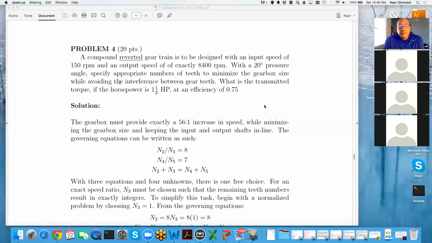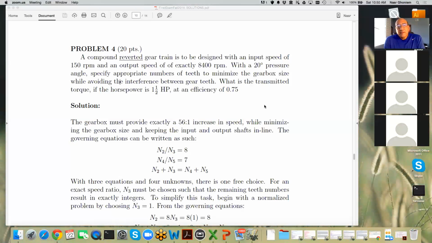So the input is 150 RPM, output is 8400. So we know now the gear ratio. And if you divide these two, it gives us 56:1. So we need to increase the speed by 56 times, meaning that the input size of the gear is going to be very large and the output is going to be very small. So if it is like one step, that's too drastic. So we take it in two stages.